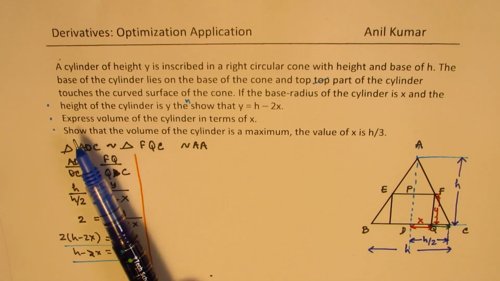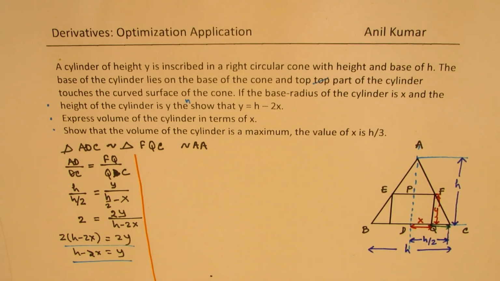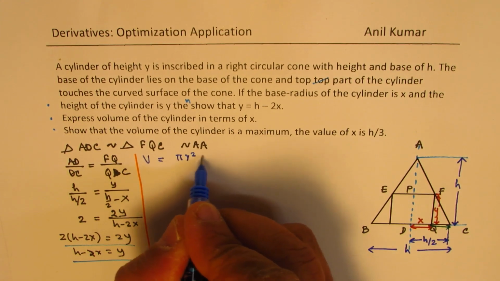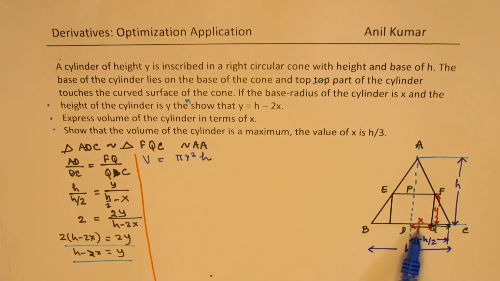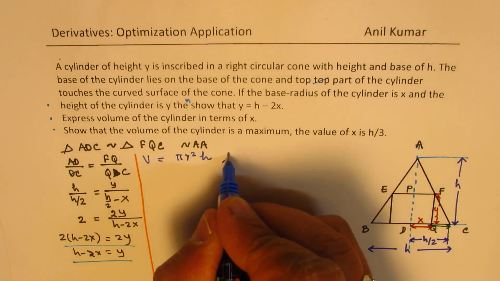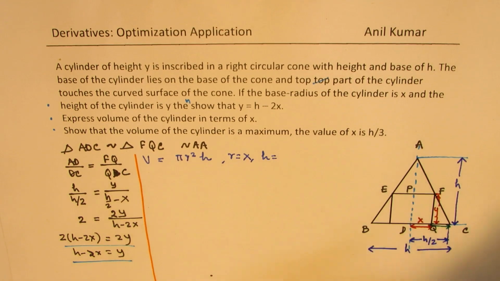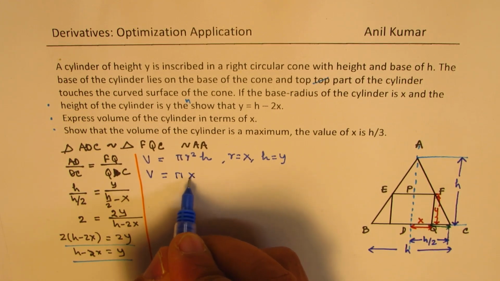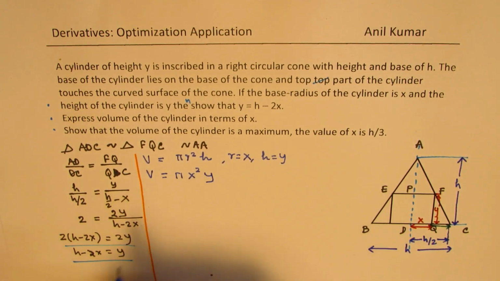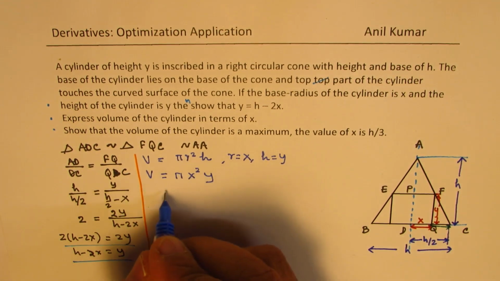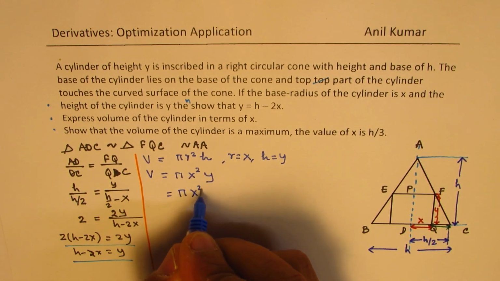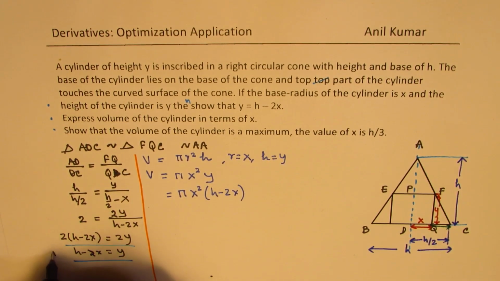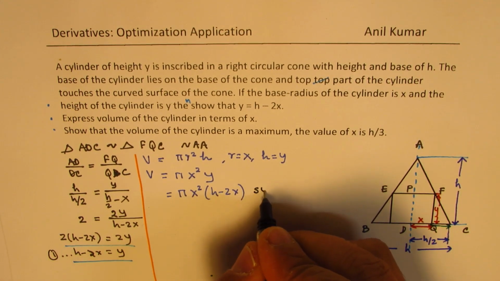Now, express the volume of the cylinder in terms of x. The volume of a cylinder is pi r squared h. The radius is x and the height is y. Substituting, we get the volume as pi x squared y. Now we know y is h minus 2x, so we can write this as pi x squared times h minus 2x, as we just derived in equation 1. So we substitute equation 1.